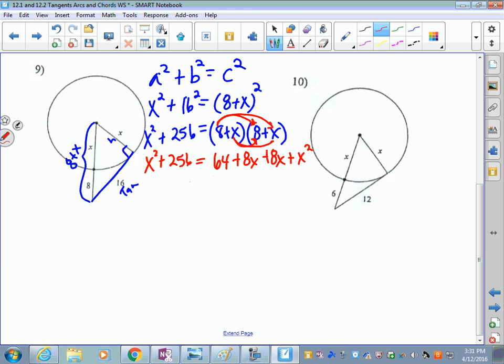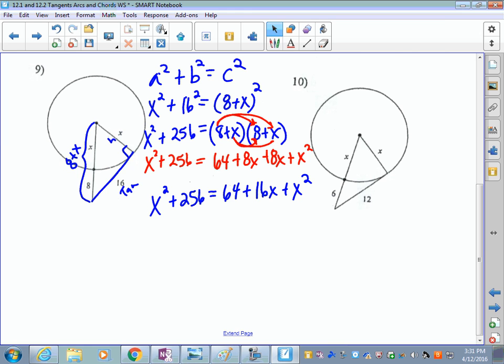All right, when I simplify it, I really have x squared plus 256 is equal to 64 plus 16x plus x squared. All right, you want me to show you a shortcut? So I'm going to go back to what we have right here.